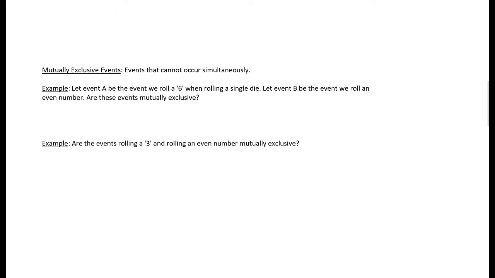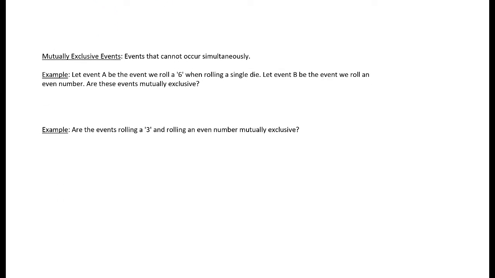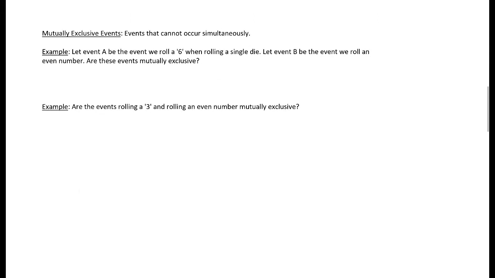All right. Next definition, mutually exclusive events. Mutually exclusive events are two events that cannot occur simultaneously. So think of it: if the two events cannot occur at the same time, they are said to be mutually exclusive. If the two events can occur at the same time or within a single trial, then we say the events are not mutually exclusive.